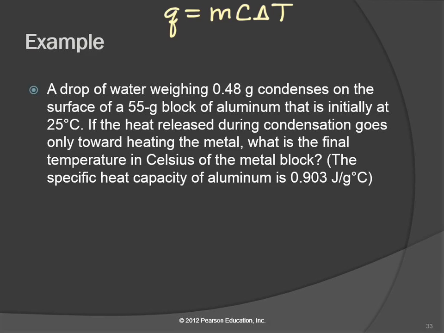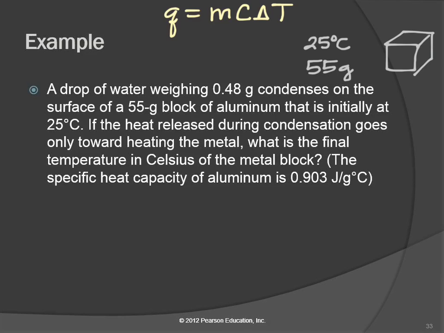So this is what I would consider a challenging problem for Chem 20. So let's think about what's going on here, and sometimes it's helpful to draw a picture. So we've got a block of aluminum, right? Here's a block of aluminum, and it weighs 55 grams, and it's at 25 degrees Celsius.